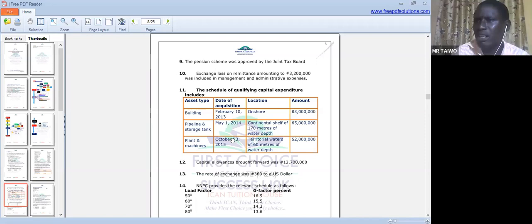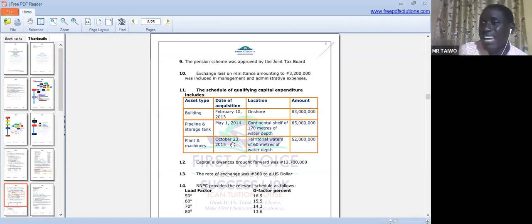But this is 2013, 14, 15, and we are in 2015, if you look at the question. Therefore, you will compute annual allowance on each of the assets. That's one. But the petroleum investment allowance has to be computed on the asset that was purchased in the particular year in question, which is 2015. If you look at it, the only one purchased in 2015 happens to be plant and machinery. Therefore, that is the one that the petroleum investment allowance will be computed on. Don't forget in the exam that the petroleum investment allowance will be computed on the qualifying capital expenditure that was acquired in the year under review.